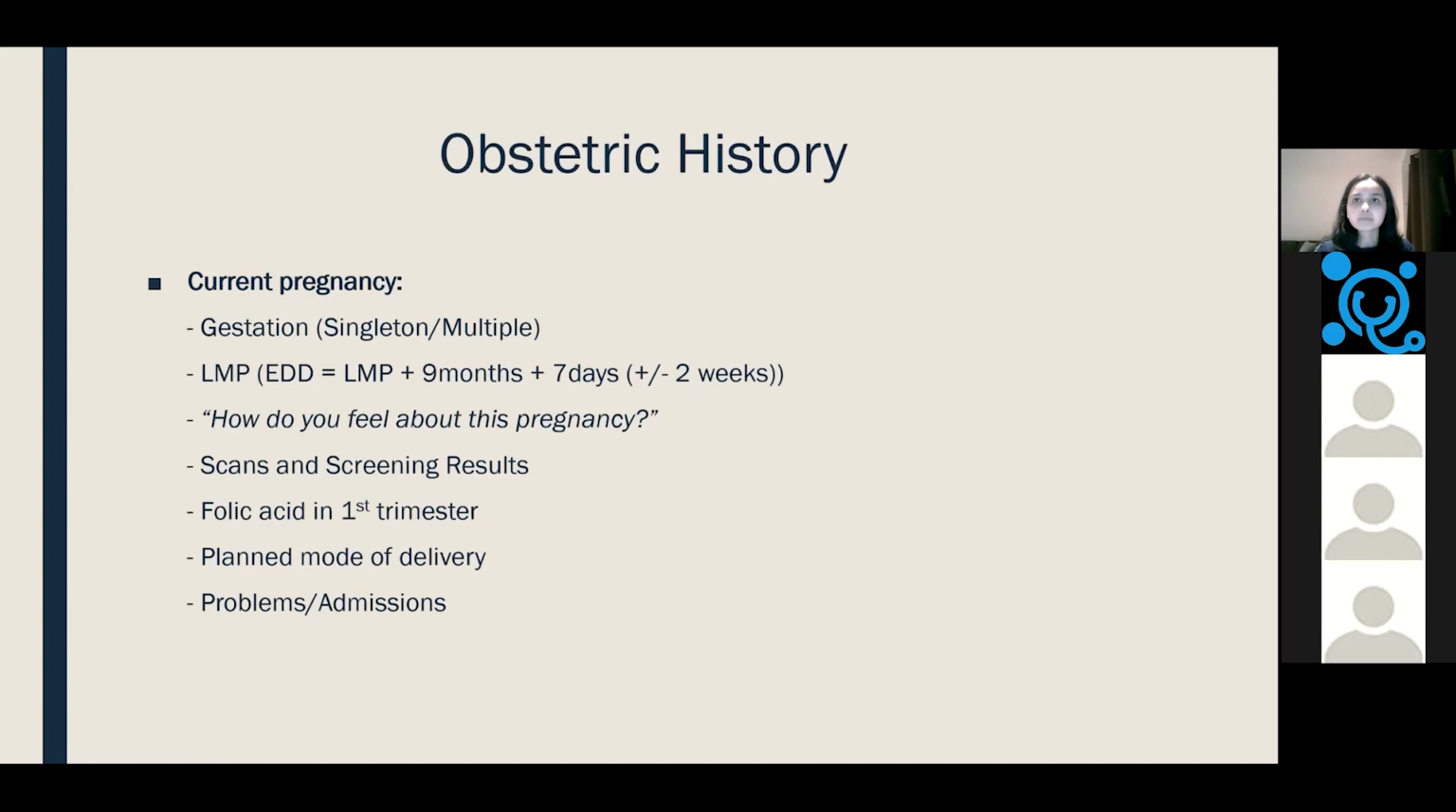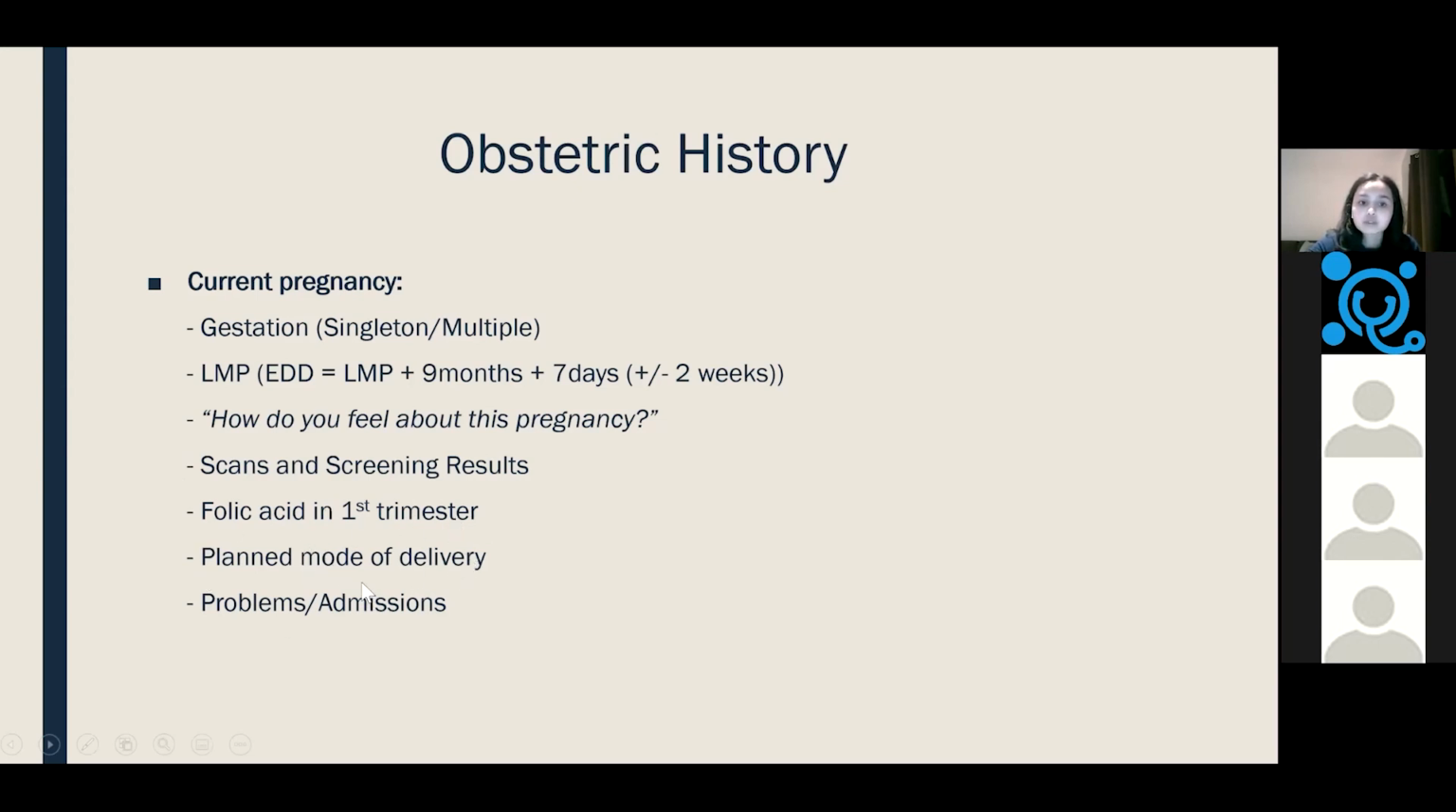In OSCEs, sometimes, for example, in penultimate year or final year, they could present you with a pregnant lady with her scan results, for example Down syndrome, and they could ask you to explain the results of that scan to her, and then also discuss some management plans on what should be done next. So it's really important that you guys are comfortable with the scans and how to interpret the results. And then you ask them, have they had or are they having folic acid in the first trimester?